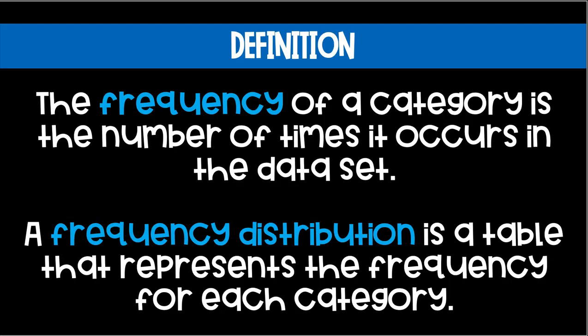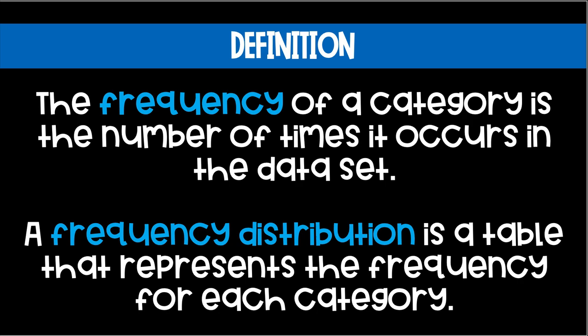The frequency of a category is the number of times it occurs in the data set, and a frequency distribution is a table that represents the frequency for each category. In other words, think of the count: frequency is the count, and frequency distribution is the table of the count.